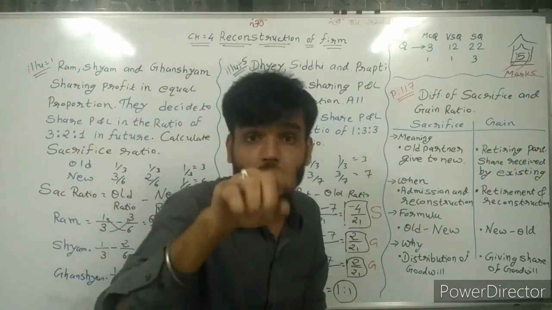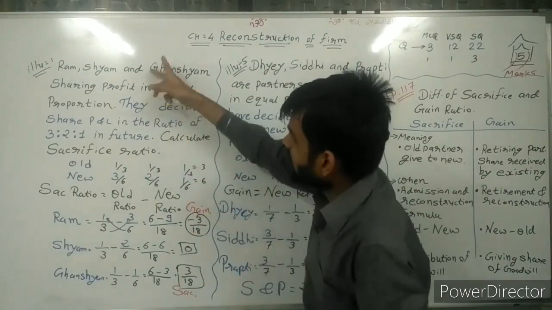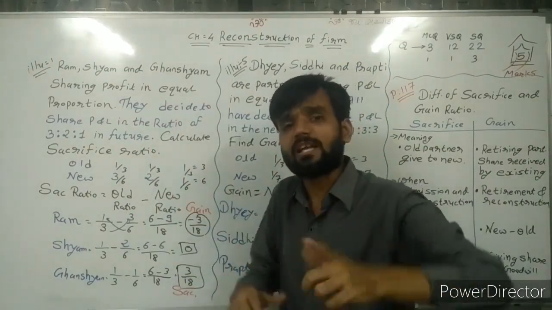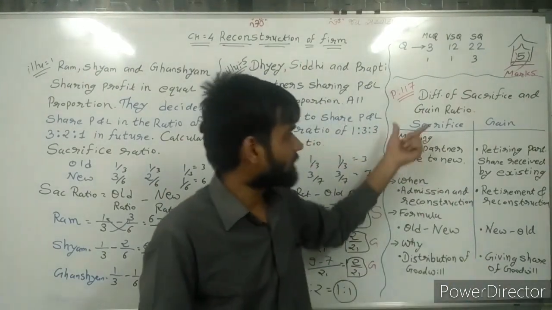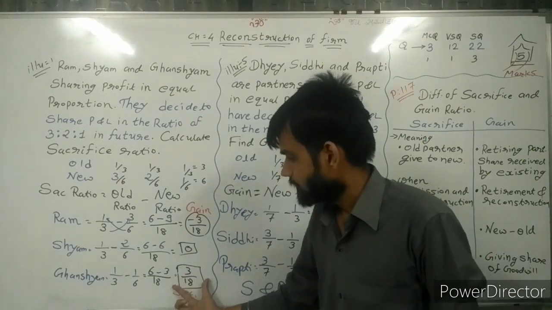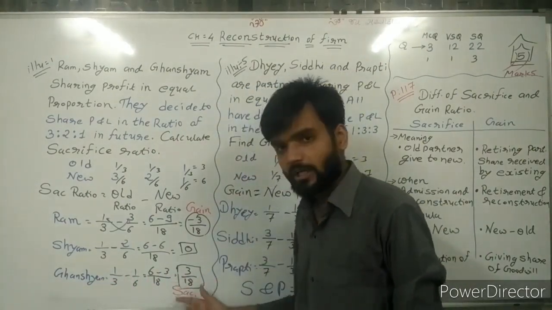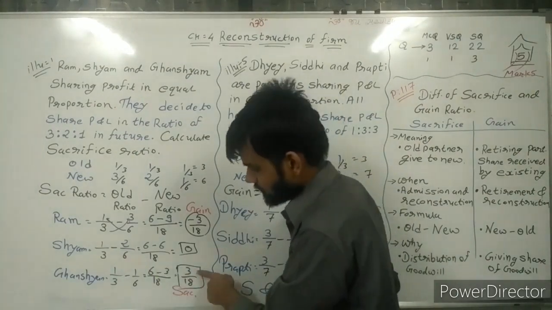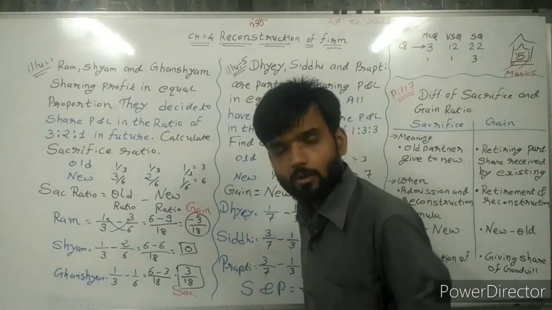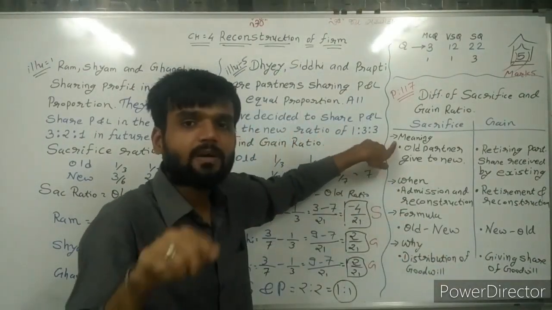Other situation, if reconstruction is done, sir, like this, only the old and new ratio change, a new partner is not there, only reconstruction is there, then even we can find sacrifice in this way. Here, sacrifice done by Ghanshyam, old minus new, 3 upon 18. So from the old portion, the person has given 3 upon 18 to the other person because of reconstruction. That is also a situation. Meaning of sacrifice.